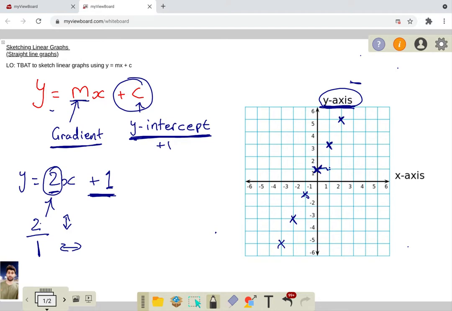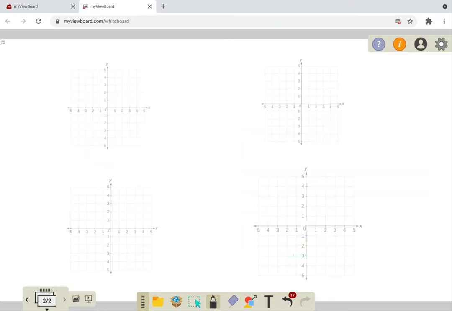Then join these points up with a straight line with your ruler. I haven't got a ruler, guys, so make sure you use a ruler. And then there's your sketch of the line y equals 2x plus 1. So that's how you do it without drawing a table of values. Let's go through some more examples.